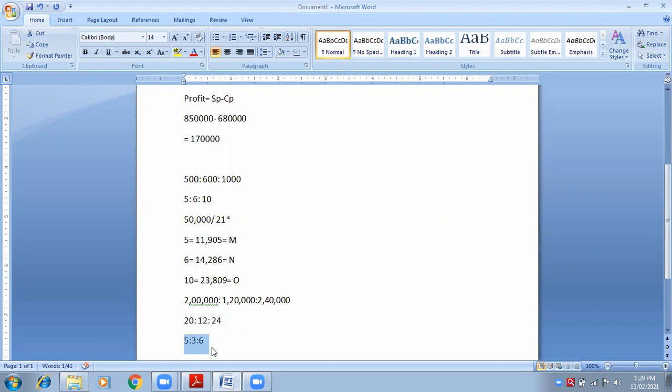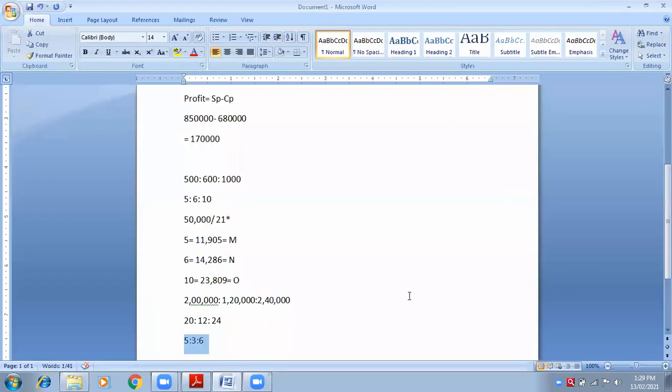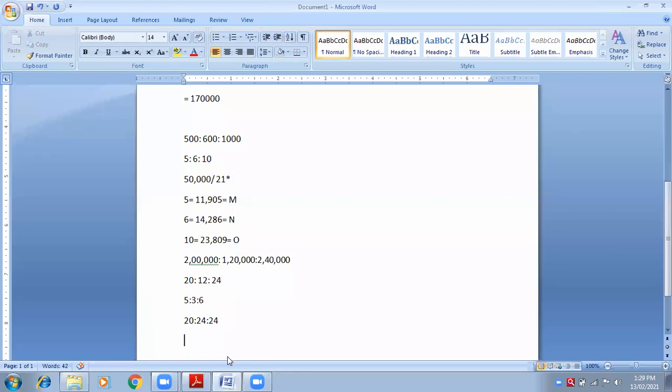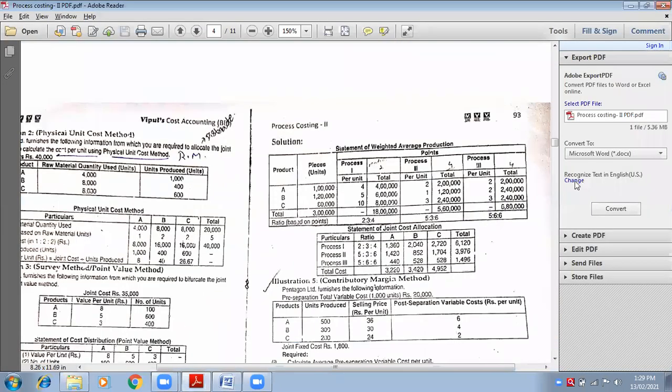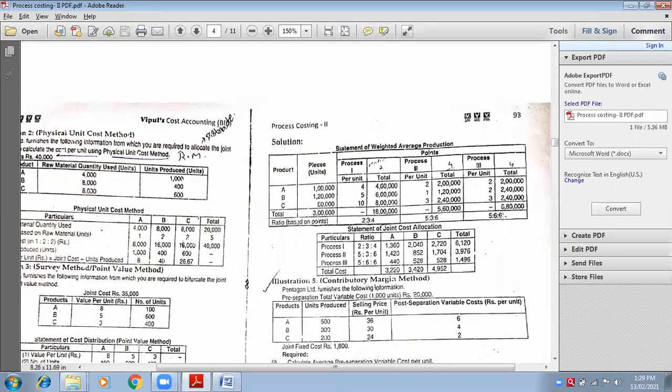Okay, so 5 is to 3 is to 6 is our ratio. Can you see in the solution part 5 is to 3 is to 6? Yes, ma'am. Last, 2 lakhs, 2 lakh 40, 2 lakh 40. After cutting down common zeros, we will be left with 20 is to 24 is to 24. Divide by 4. So 5 is to 6 is to 6 will be our final ratio for process 3.